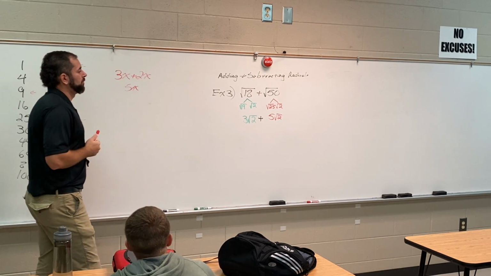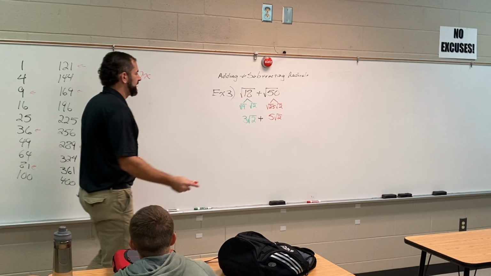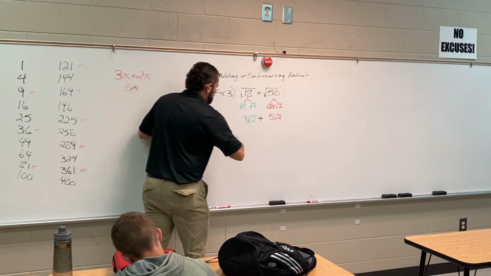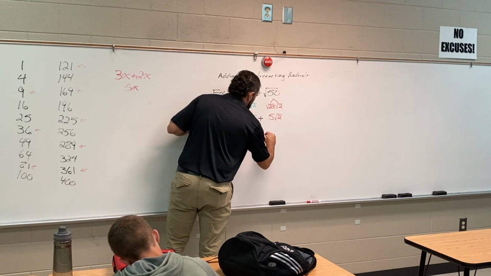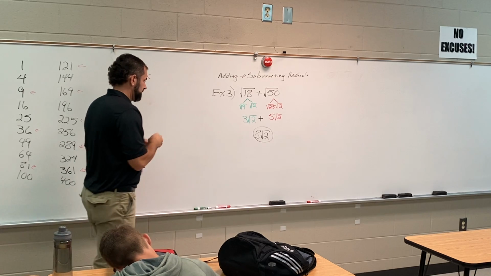Now that I've simplified both those numbers, what do I notice? Like terms. They are like terms. I can add them. So 3 plus 5, 8 square root of 2. And there's my answer.